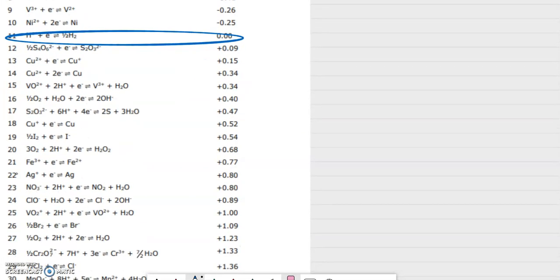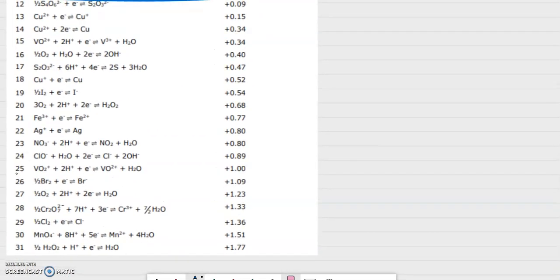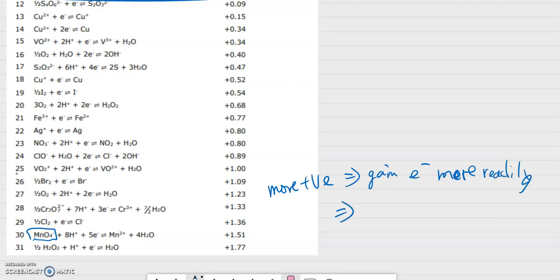After looking at the very negative values, we start to look at the very positive values. The more positive the value, the stronger the species as an oxidizing agent. Permanganate ion is very famous as a very, very strong oxidizing agent. So we can conclude that the more positive the value, the more readily it gains electrons. That means it is a stronger oxidizing agent.